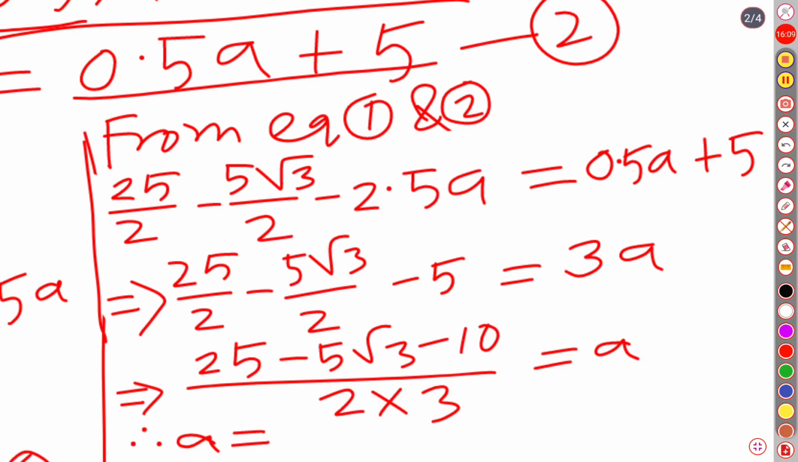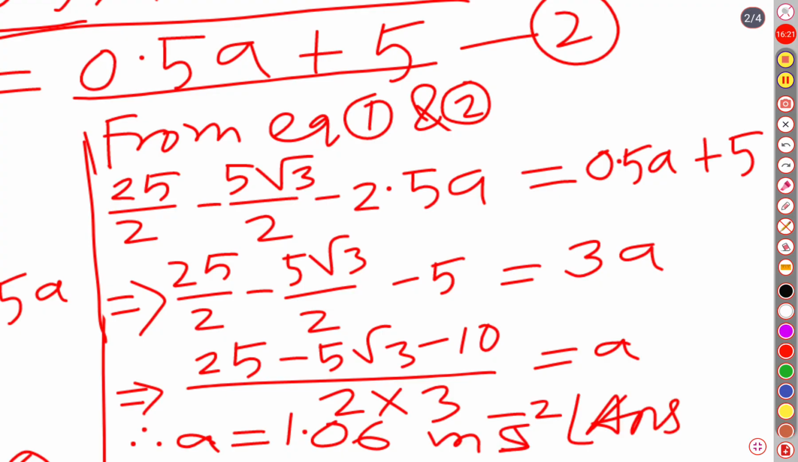So if we round it up, it is going to be 1.06 meter per second square. Okay, meter per second square. That is what we are required to find.